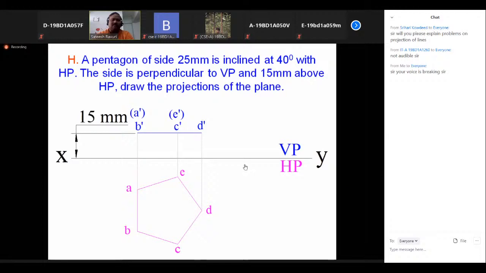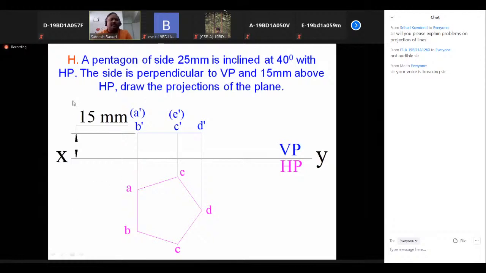Now coming to the third category in perpendicular planes. In perpendicular planes, the first one is a plane with its surface perpendicular to both HP and VP. And the second one is a plane with its surface perpendicular to one and parallel to the other. So these two models we have covered so far. Now the third one in perpendicular planes is a plane with its surface perpendicular to one and inclined to the other. Inclined to the other. Now let us read out the problem.